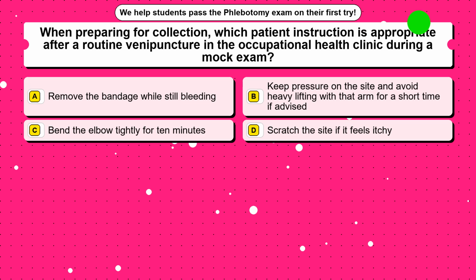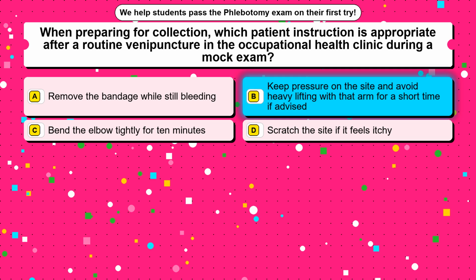Question 71. When preparing for collection, which patient instruction is appropriate after a routine venipuncture in the occupational health clinic during a mock exam? Option A. Remove the bandage while still bleeding. Option B. Keep pressure on the site and avoid heavy lifting with that arm for a short time if advised. Option C. Bend the elbow tightly for 10 minutes. Option D. Scratch the site if it feels itchy.